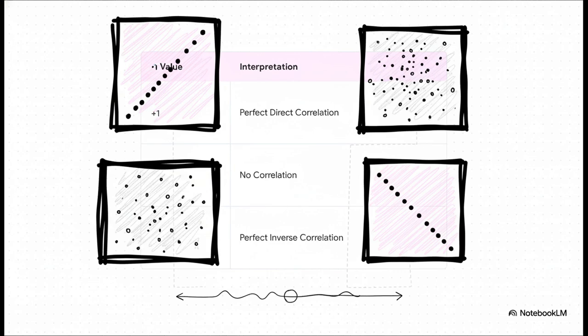Let's look at this scale. A value of +1 means you have a perfect direct correlation. Imagine all the dots on your scatter diagram forming a perfect straight line heading up. A value of -1 is a perfect inverse correlation, a perfect straight line heading down. And a value of 0? That means there is absolutely no straight line relationship whatsoever. Now, most stuff in the real world falls somewhere in between, and the closer that number gets to 1 or -1, the stronger the relationship is.